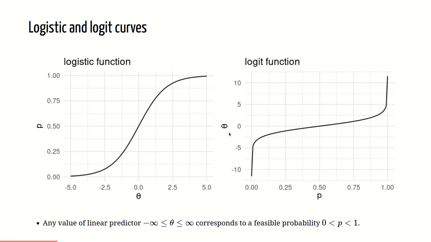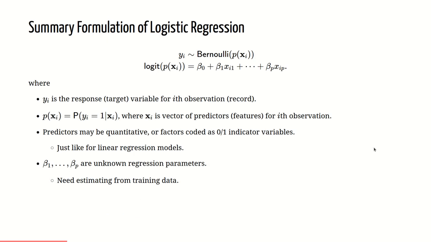So here's what the inverse of that function looks like. It kind of looks like a reflection in y equals x, right? So you can see that for probabilities close to 0, the linear predictor is highly negative, and for probabilities close to 1, the linear predictor is highly positive. And it's only really in about plus or minus 4 that you actually get values between 0 and 1. Otherwise, they're very, very close to 0 or very, very close to 1.